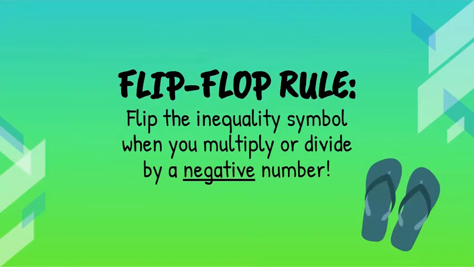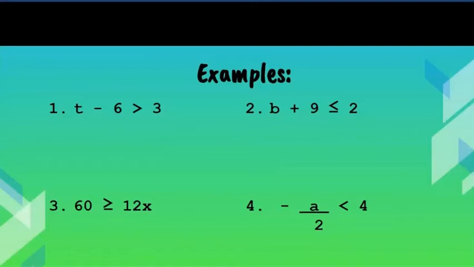Something super important that we need to remember from this lesson is the flip-flop rule. The flip-flop rule is when you have to flip the inequality symbol when you multiply or divide by a negative number. This only happens when you multiply or divide by a negative number. You need to flip-flop the inequality symbol. Let's go through some example problems.